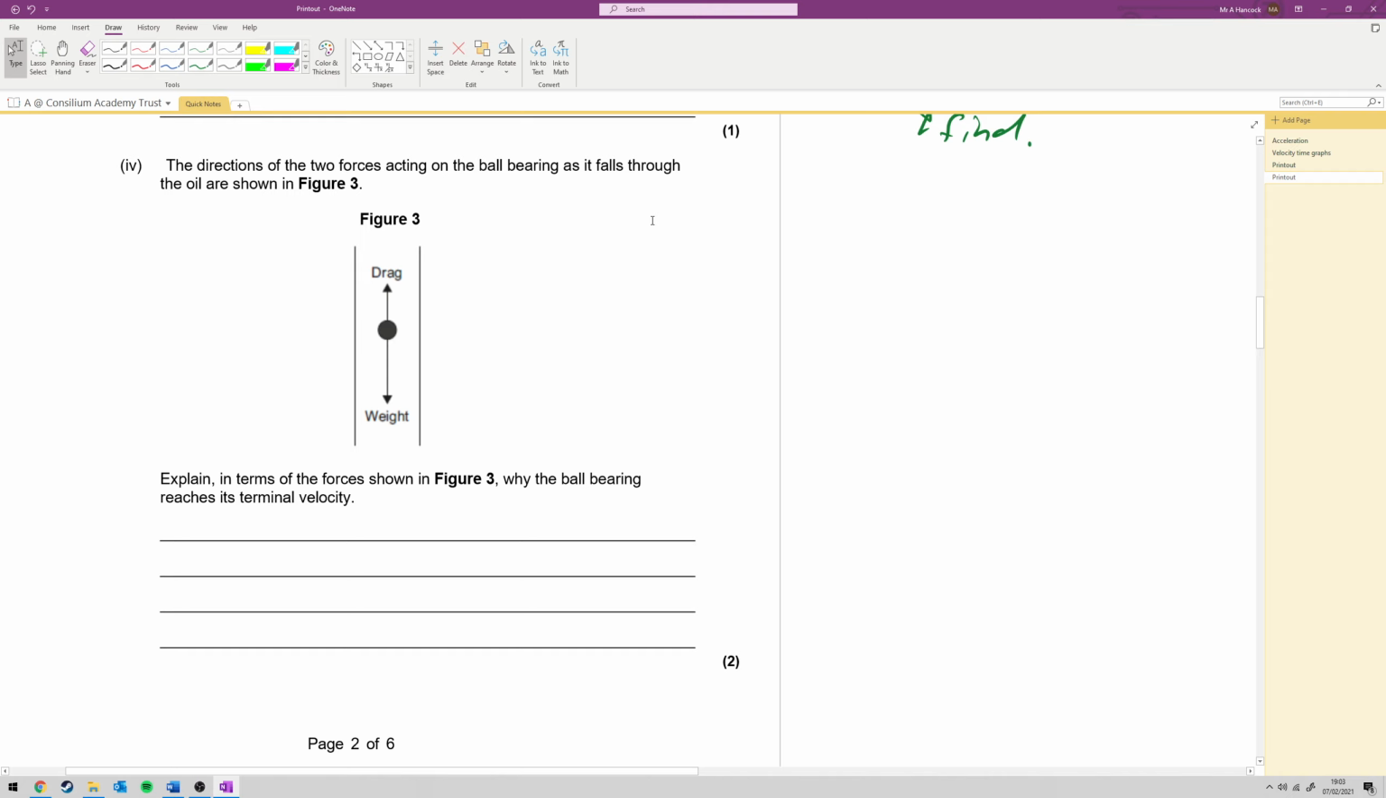Part 4. The directions of the two forces acting on the ball bearing as it falls through the oil are shown in figure 3.